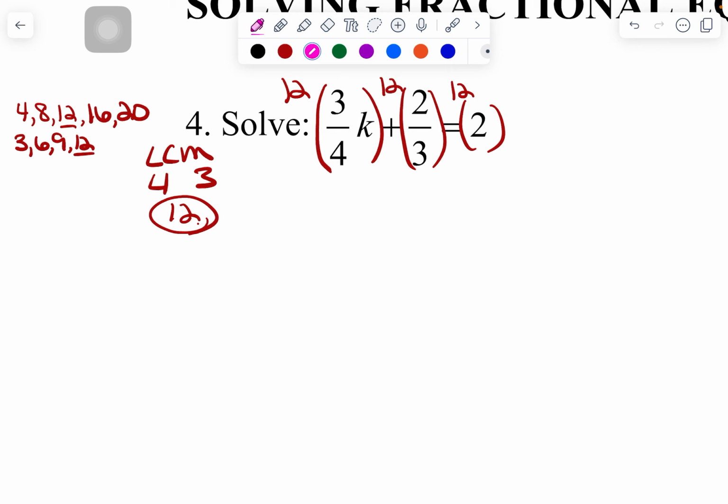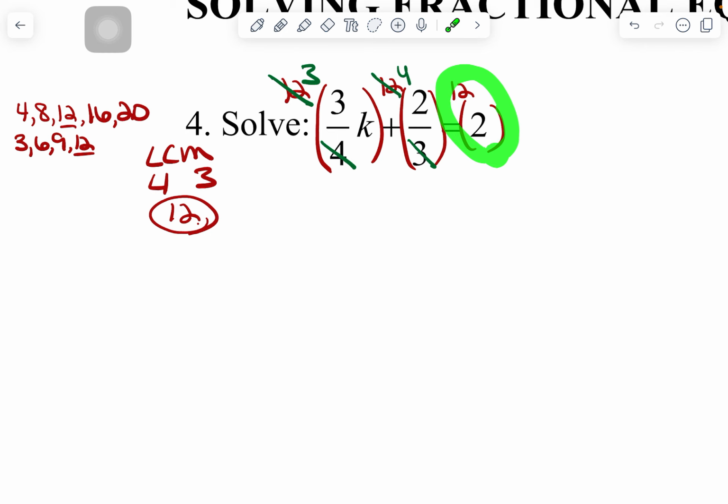Now, I say multiply, but the reality is what we're going to do is divide by these denominators. So 12 divided by 4 here. Well, 12 divided by 4 is just 3. And then I'm going to do the same thing here, 12 divided by that denominator. So 12 divided by 3 is 4. Now, there's no division here, because there's no fraction. There's no denominator there that I'm going to worry about.